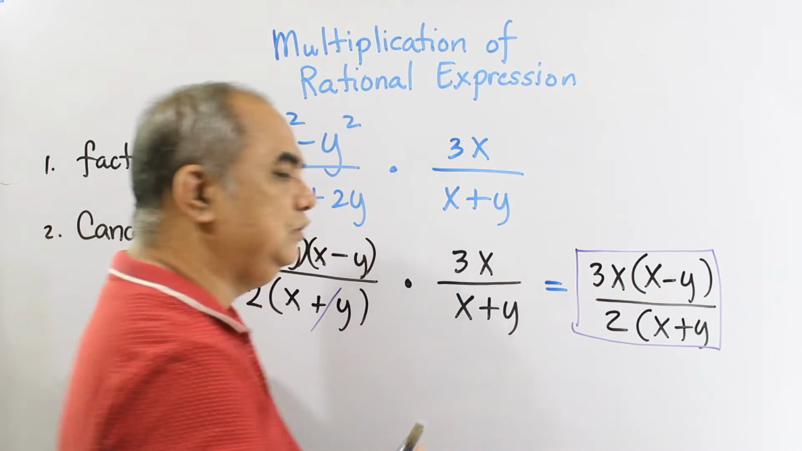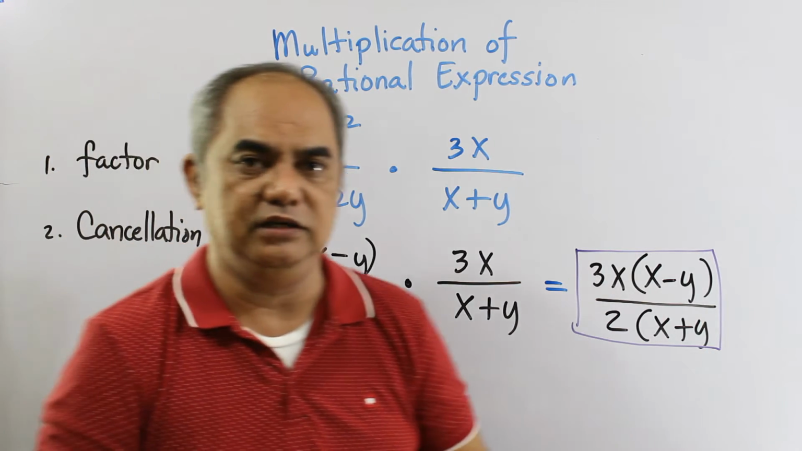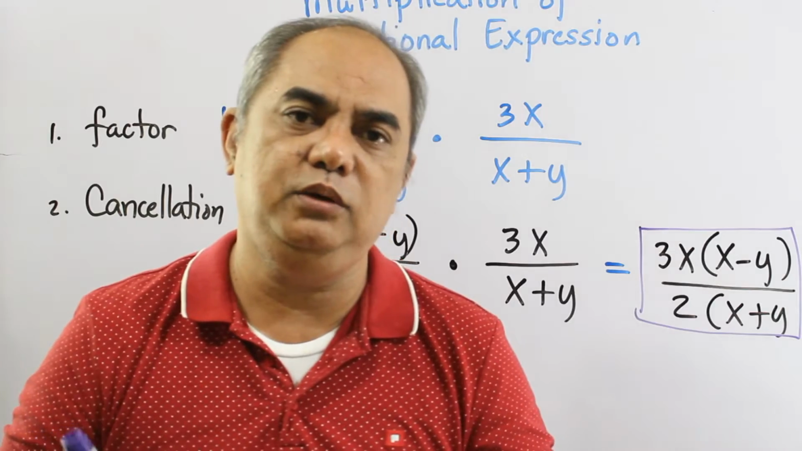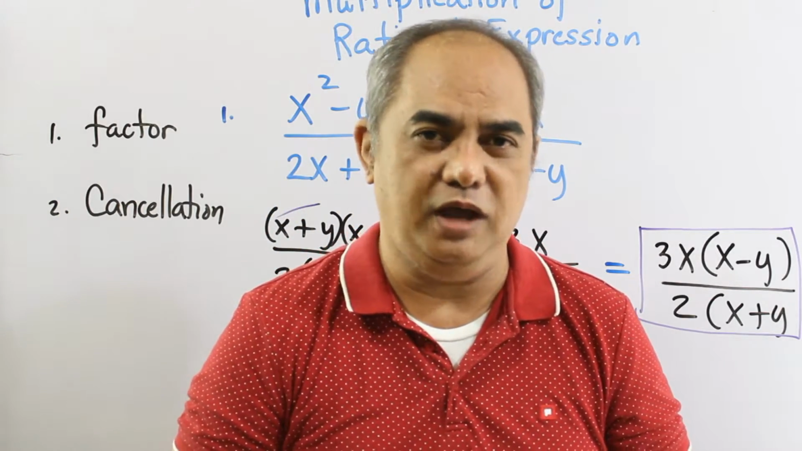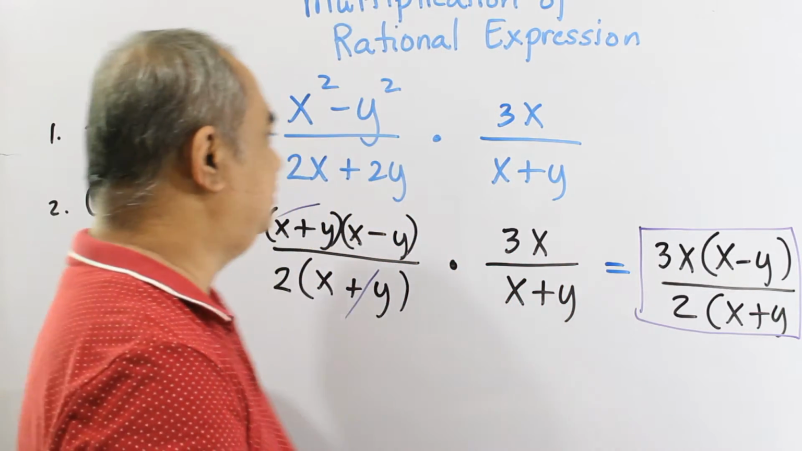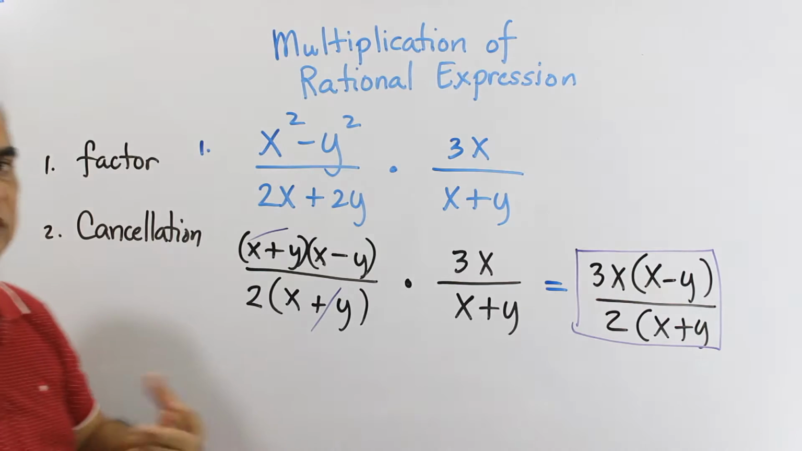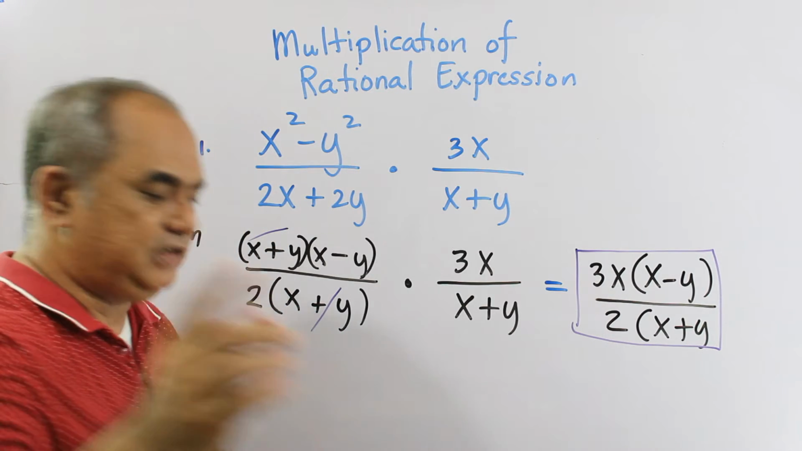Again, we just follow 2 steps. One is factoring and the other one is cancellation. Meaning to say, in dealing with multiplication of rational algebraic expressions, you have to have a good knowledge and skill in terms of the process of factoring expressions. Okay? Let's have one more example.